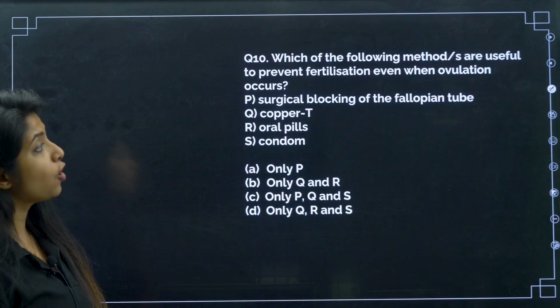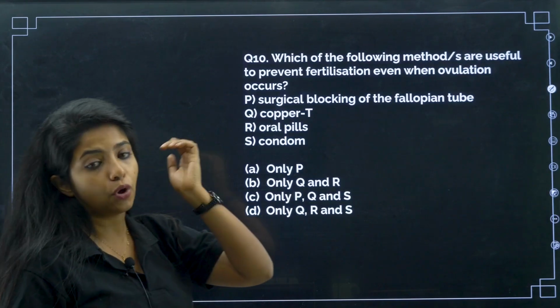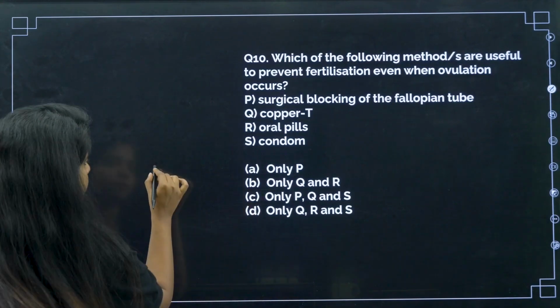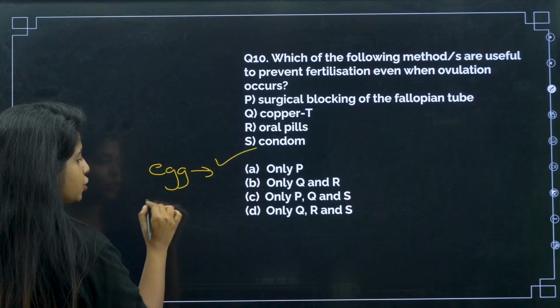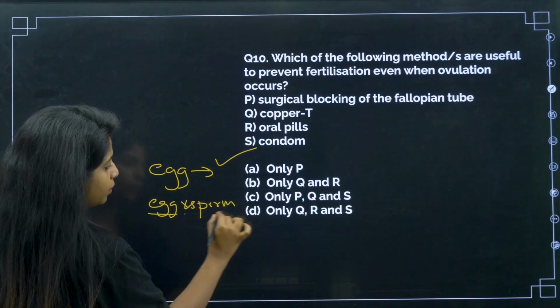Chalo. Which of the following methods are useful to prevent fertilization even when ovulation occurs? So, what do you mean by ovulation? That is the release of egg. So, egg is being released. Egg is being released, tick mark. But fertilization is not occurring. That is, egg and the sperm are not able to meet.